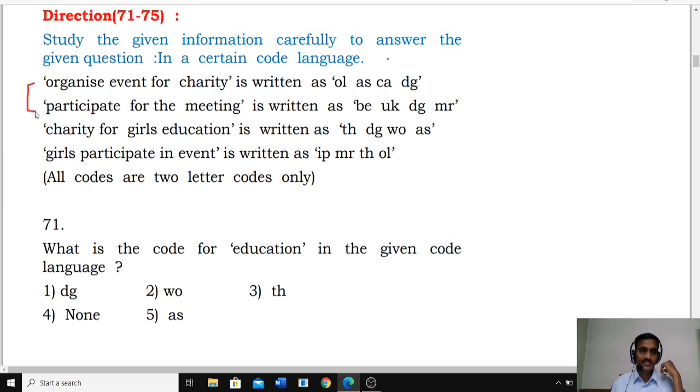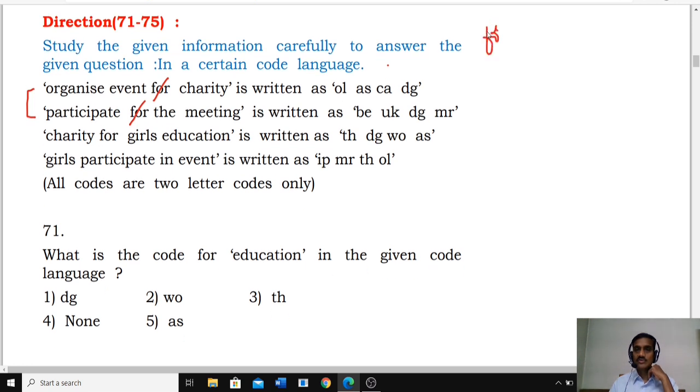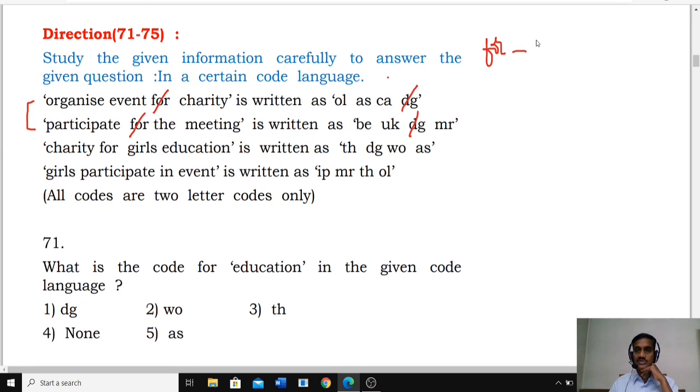First we need to compare. Organize event for charity. Participate for the meeting. What is the only word that is common between these two? For is the only word that is common between the first and the second statements. Then which code is common between these two? DG. And the code to the word for is DG. Again in the third statement also there is the word for, here also DG. In the first three statements, for is the only word that is common. DG is the only code that is common. Hence the code to the word for is DG.